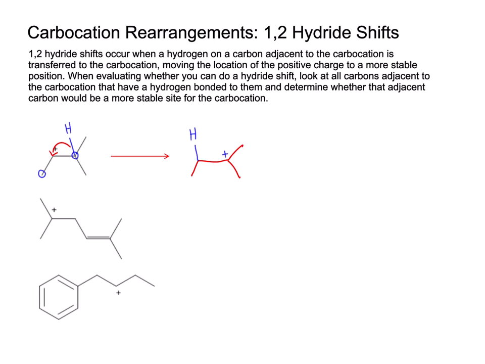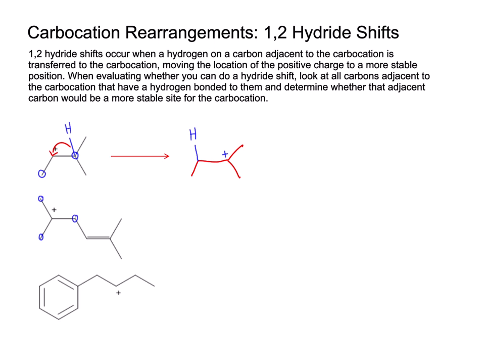In our second example, we have a tertiary carbocation. I'm going to circle the 3 adjacent carbons to that carbocation position. The 2 on the left would be bad locations to move the carbocation because they are primary positions. At first glance, moving the carbocation to the position on the right looks like a bad decision as well because that looks like a secondary position.